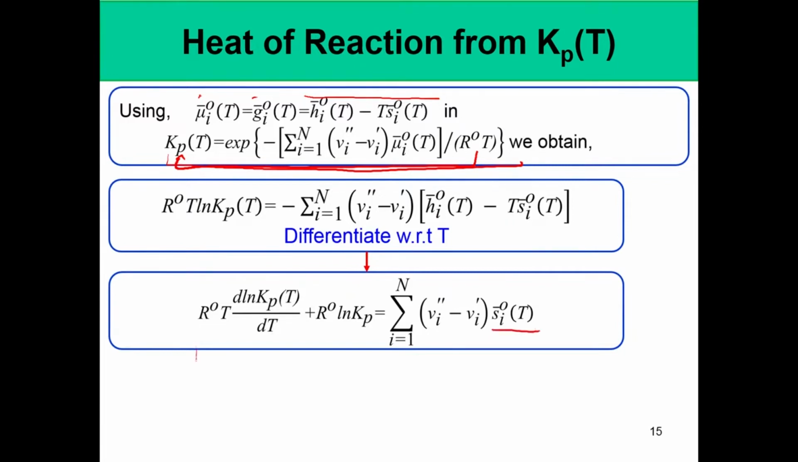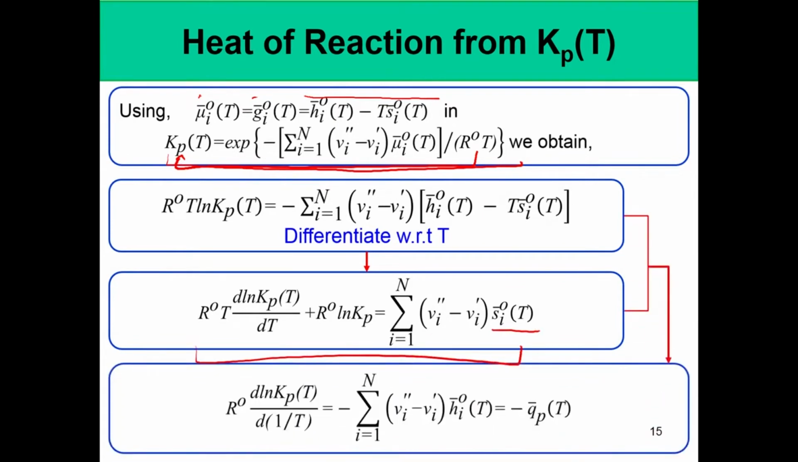This is what we will get, and it can be shown that R0 times d ln Kp divided by d(1/T) is equal to minus the heat of formation of products minus the heat of formation of reactants, which is the negative of the heat of reaction. Okay. So, that is how you can obtain this.